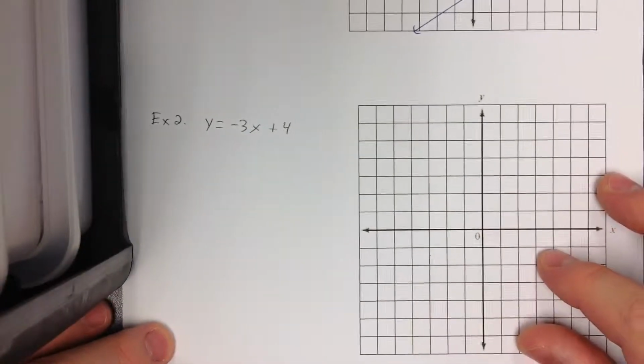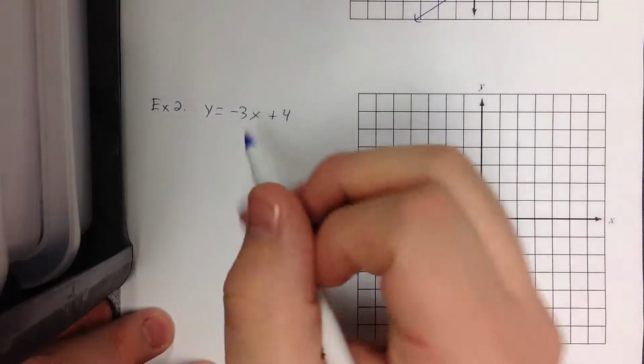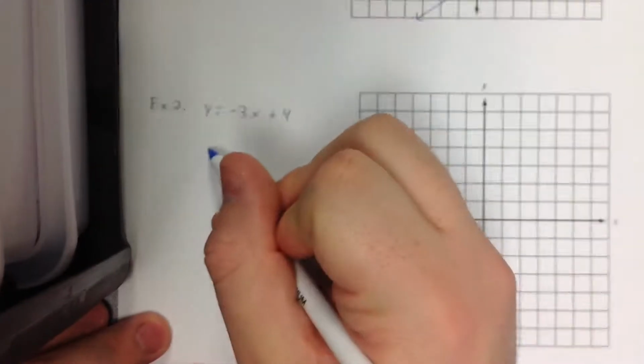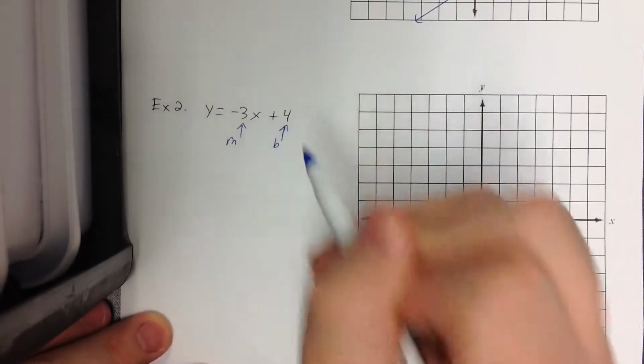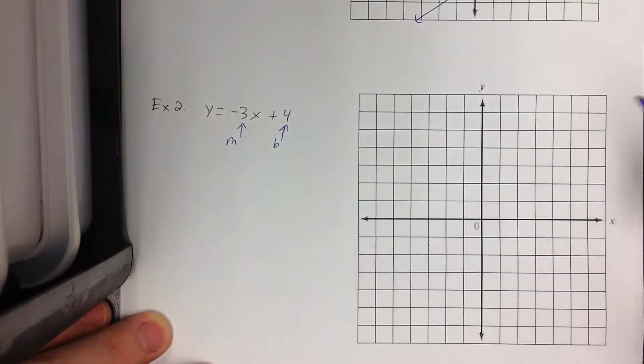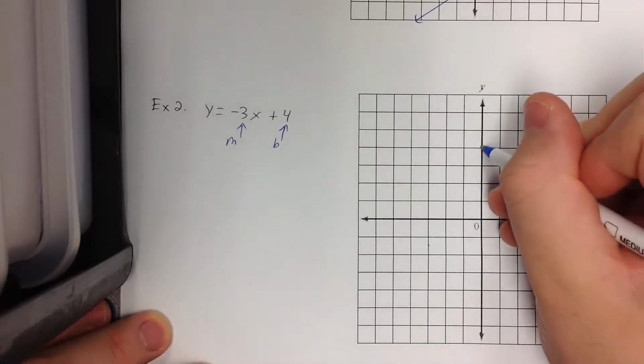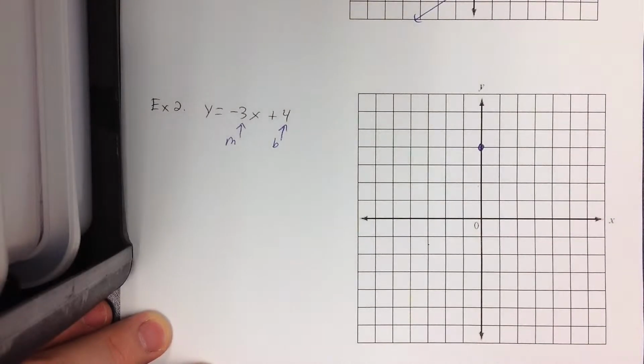So example 2, y equals negative 3x plus 4. Again, in slope-intercept form, the y is by itself. So I got m and I got b. Again, b is the starting point. So I start at 4 on the y-axis.